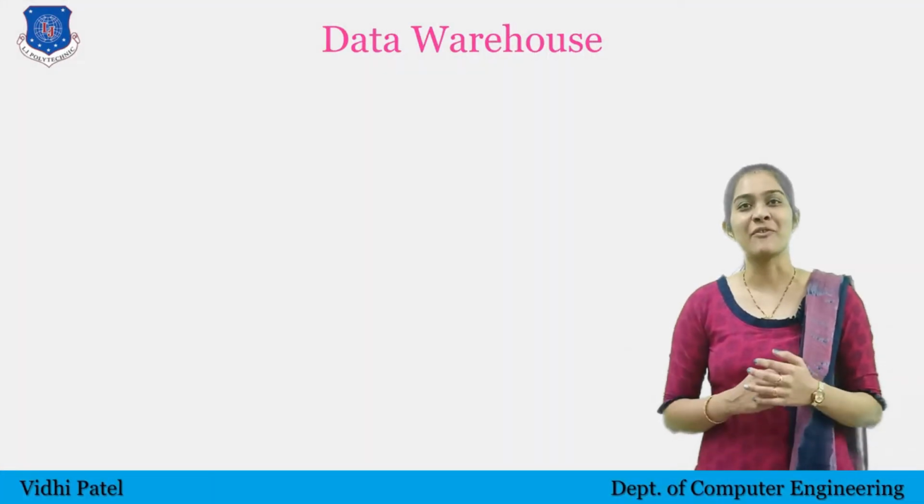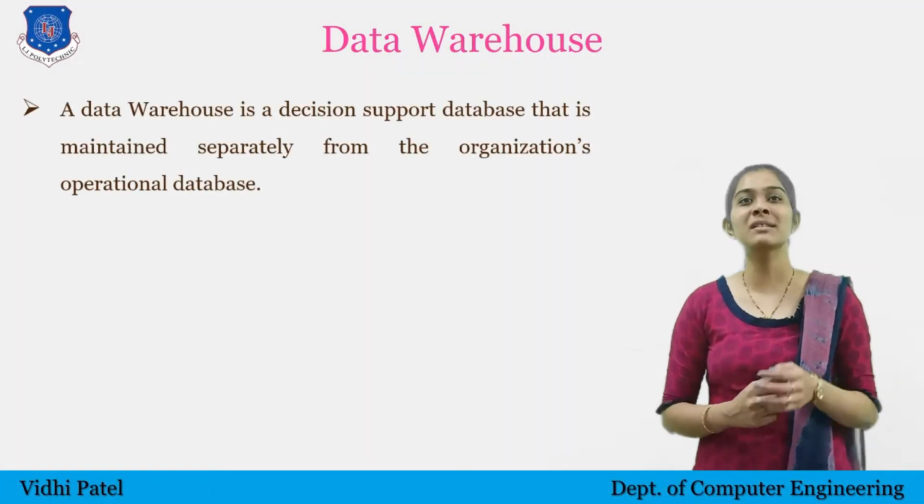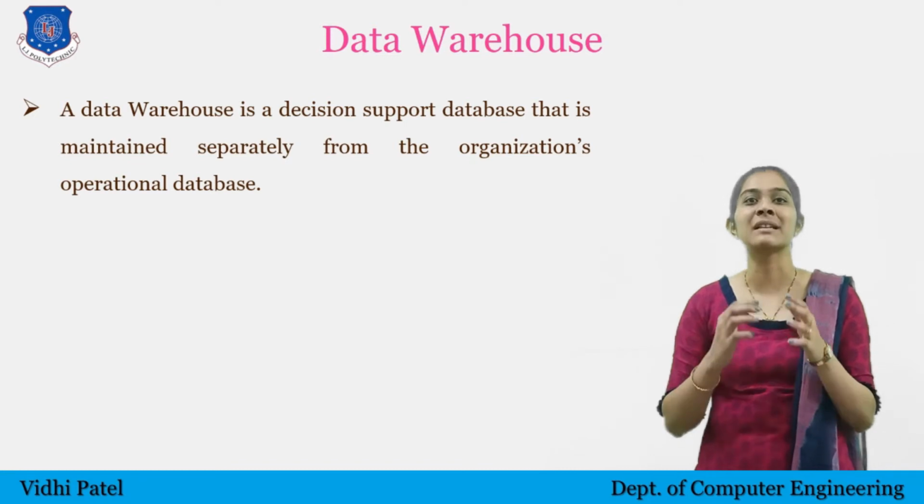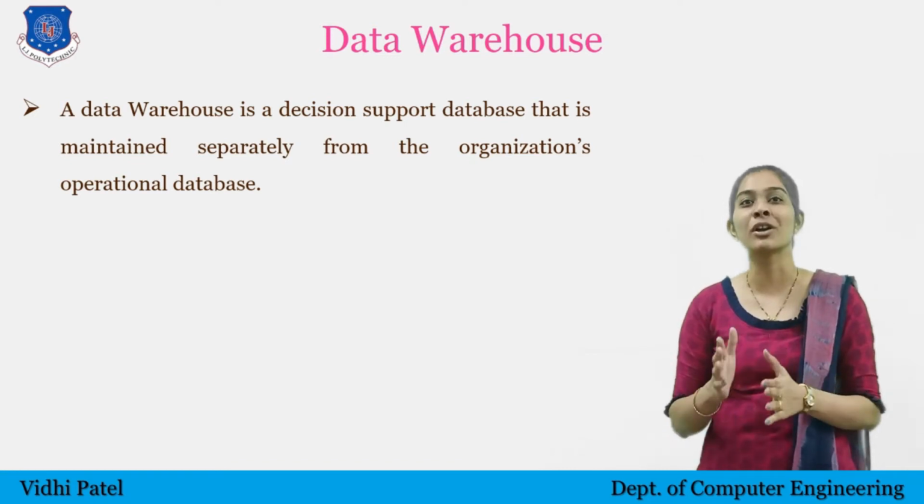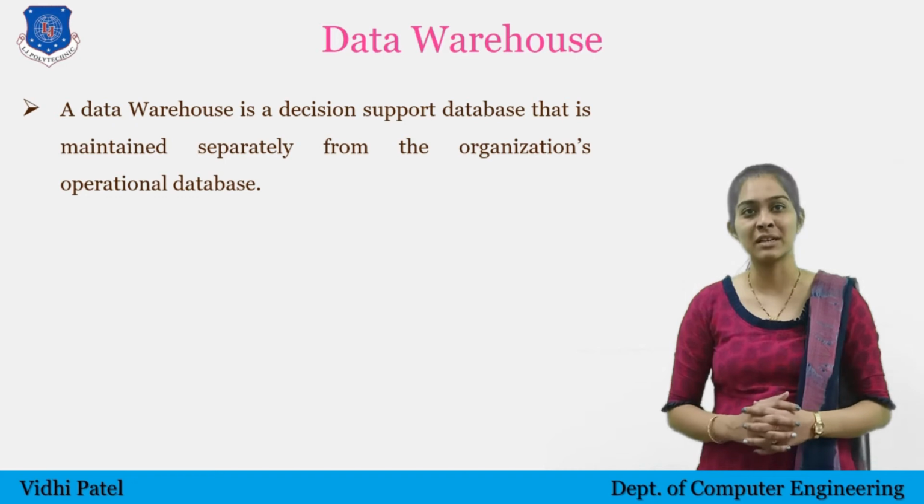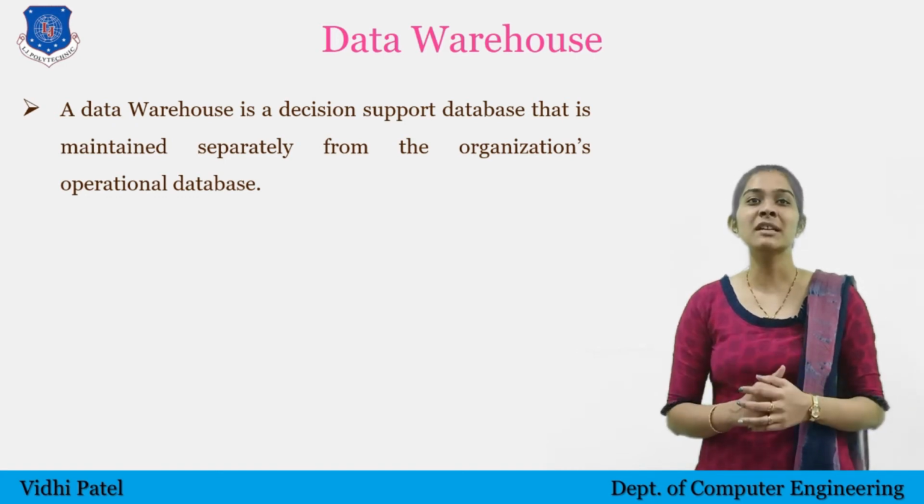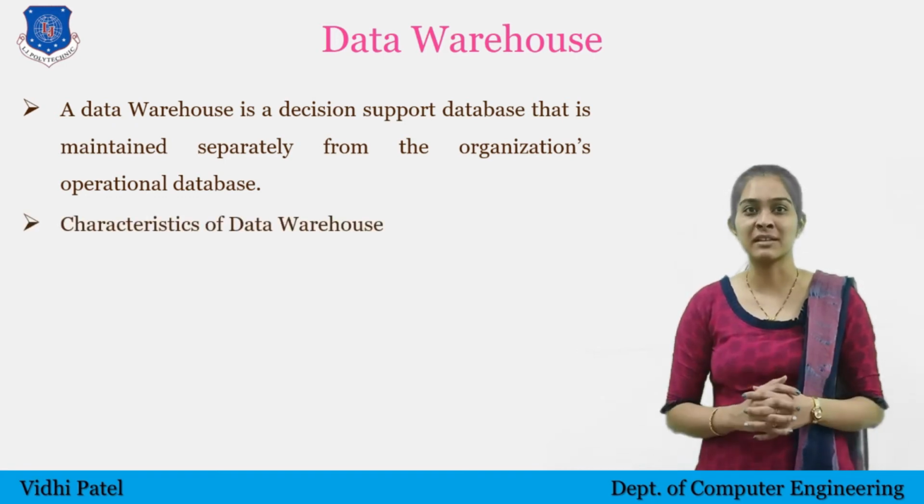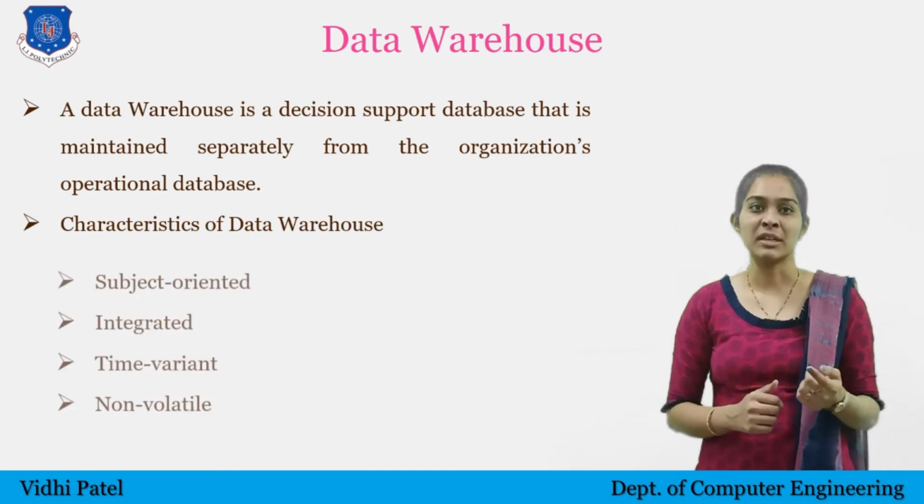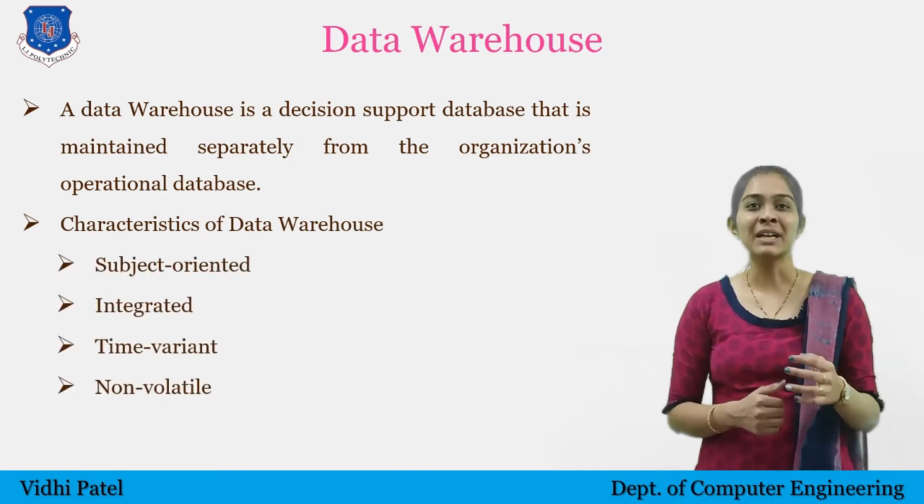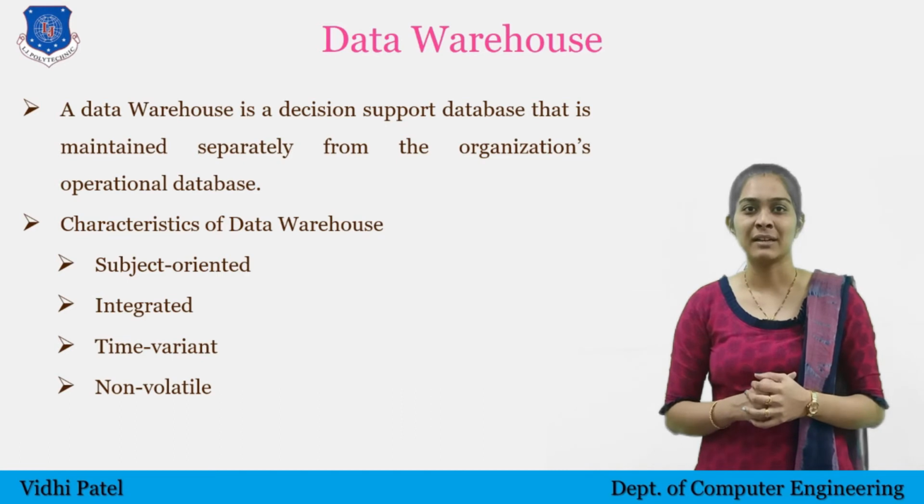Next term is data warehouse. A data warehouse is a decision support database that is maintained separately from the organizational operational database. Data stored in the data warehouse possesses four characteristics, which are subject oriented, integrated, time variant, and non-volatile. Let's see them one by one.